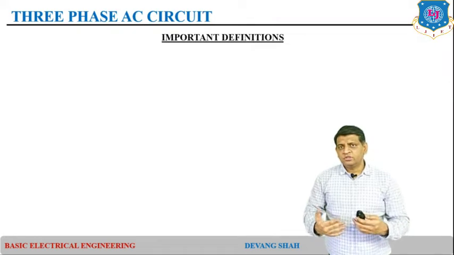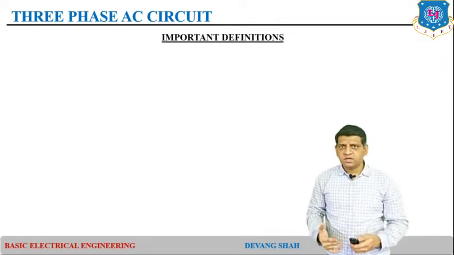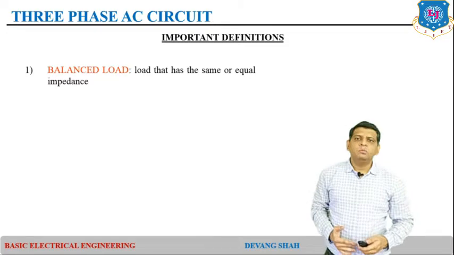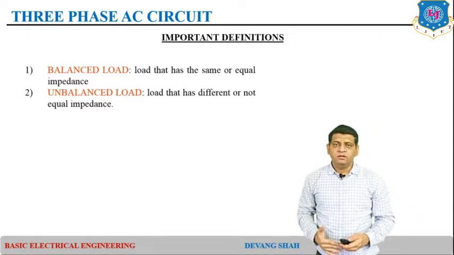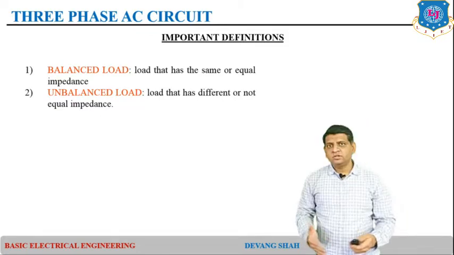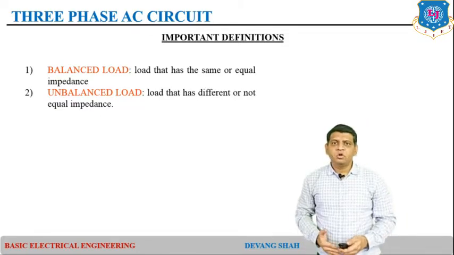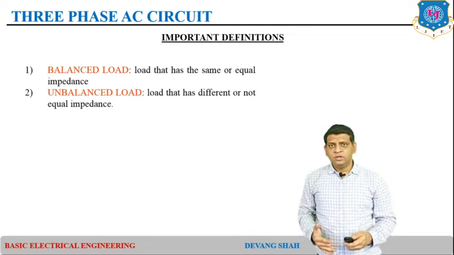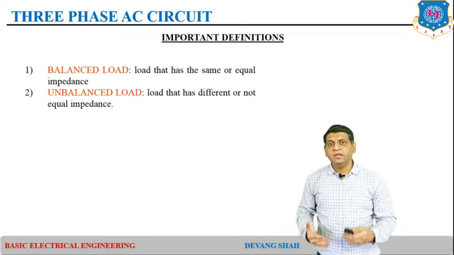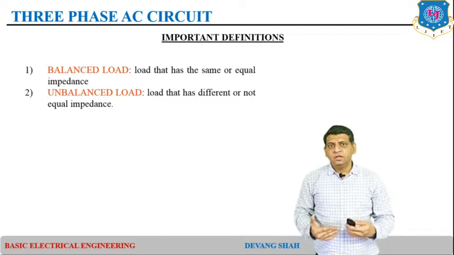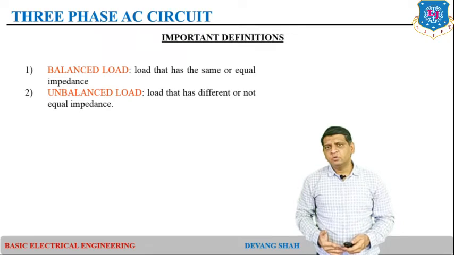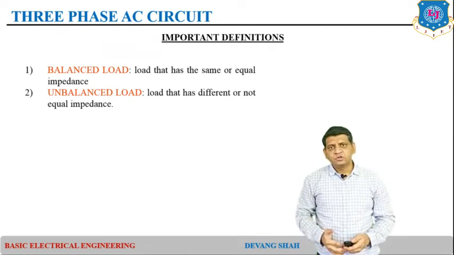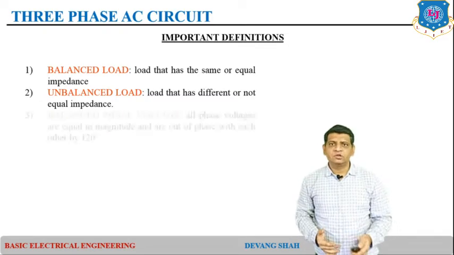Some of the important definitions we need to understand in a three-phase AC circuit: what is a balanced load? The load has the same or equal impedance, right? Then an unbalanced load is different, not the same across the load. So if the value of the impedances is the same throughout the circuit, it is a balanced load. If the impedances are not the same, it is an unbalanced load.